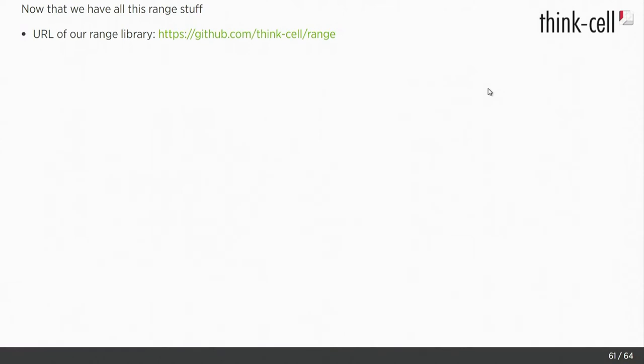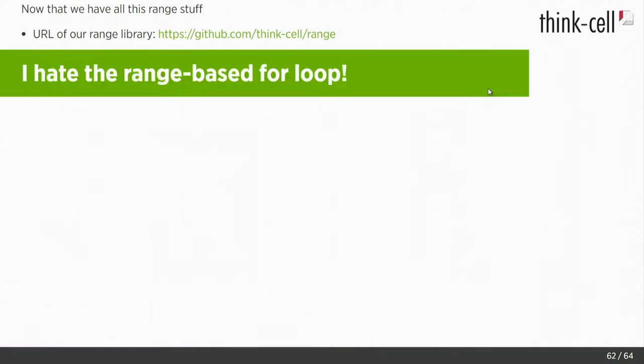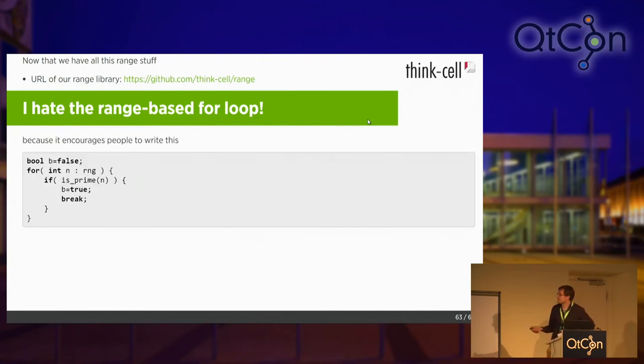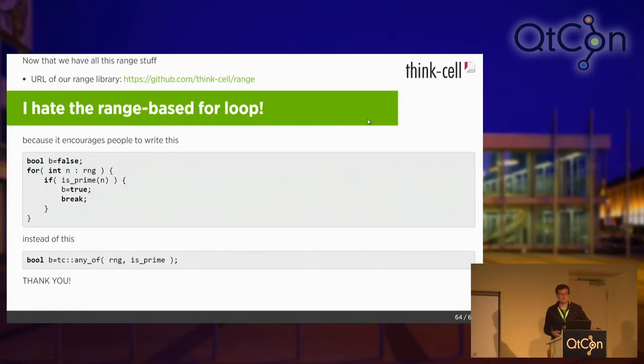And to wrap up, I want to say this. I hate the range-based for loop. It's forbidden at think-cell. Why? Because instead, people then write this, the good old for loop, instead of using algorithms and writing it nice and compactly like this. So get away from the range-based for loop. I don't know why they got this thing in there.